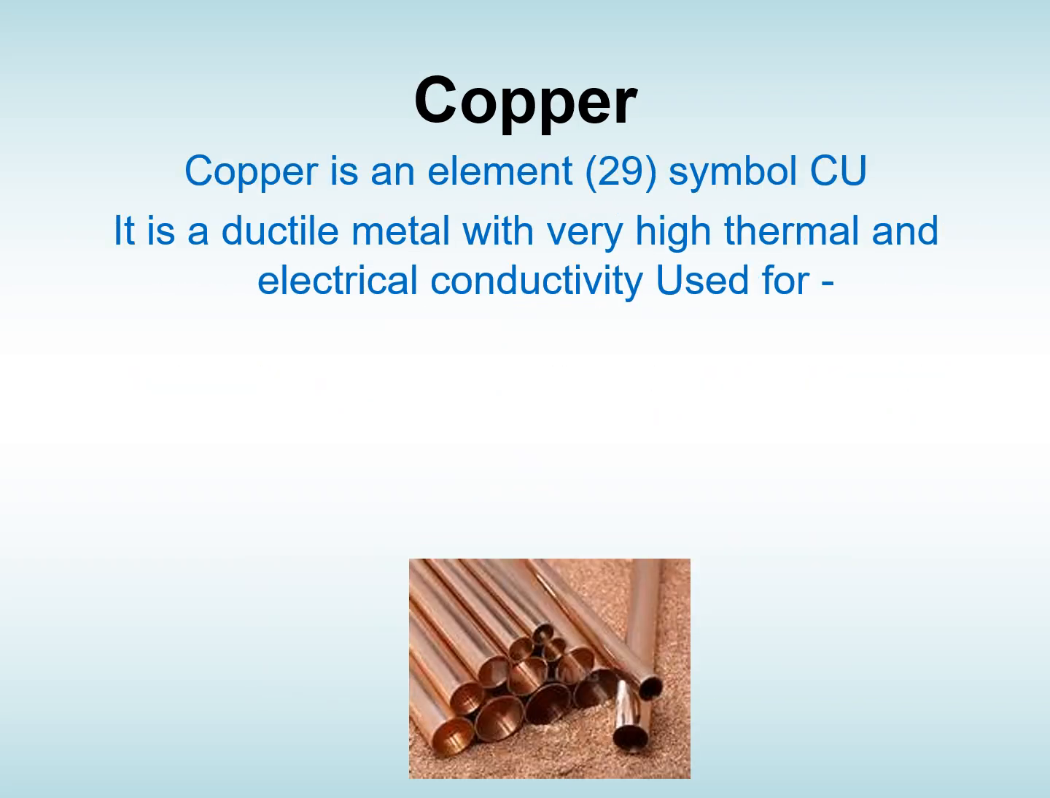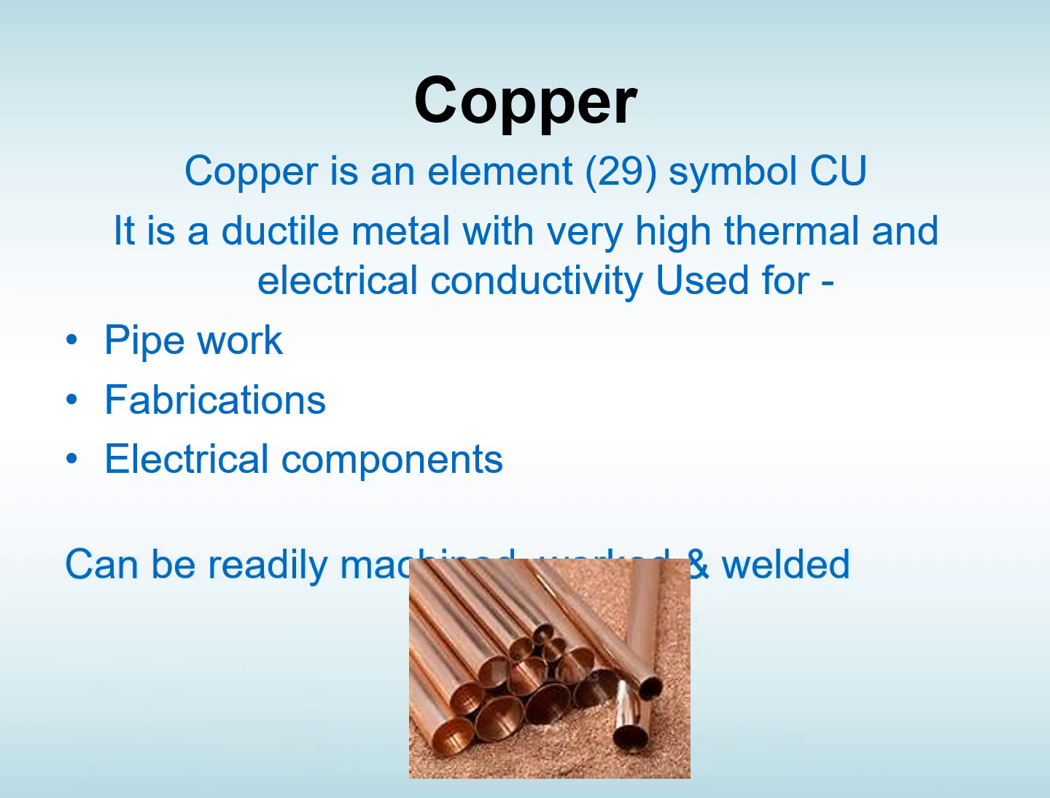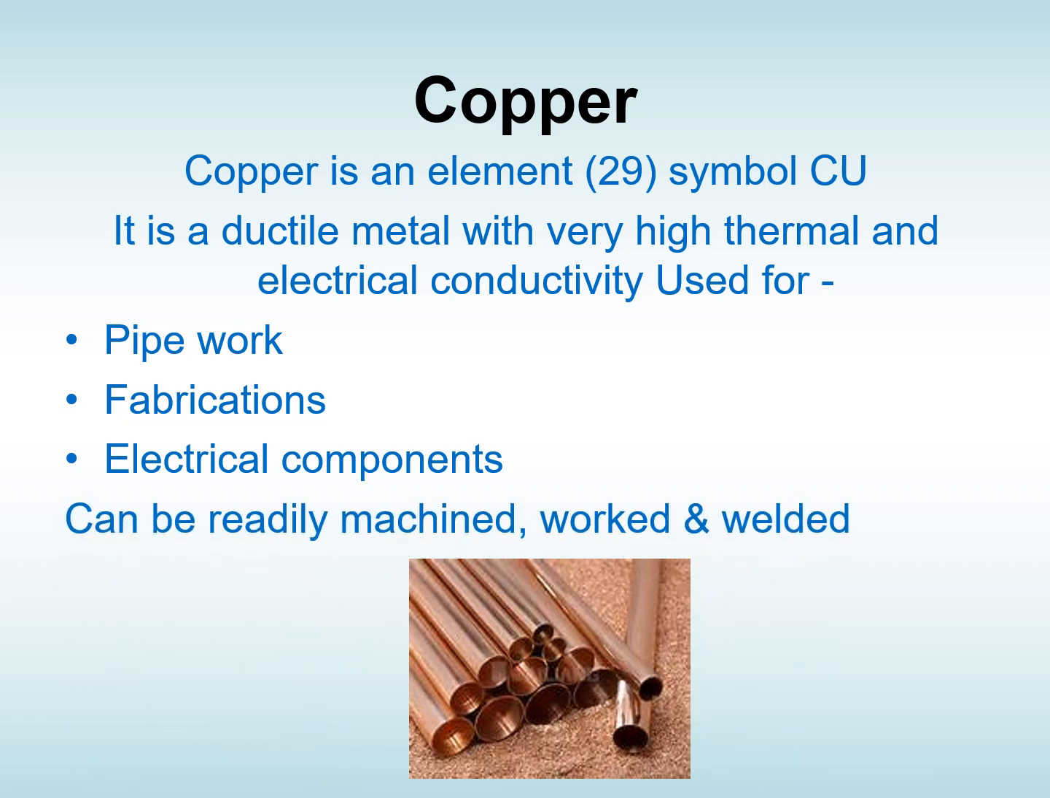Copper is element 29, symbol Cu, a ductile metal with very high thermal and electrical conductivity, and it's generally used for pipework, fabrications, electrical components, and can be readily machined, worked and welded.